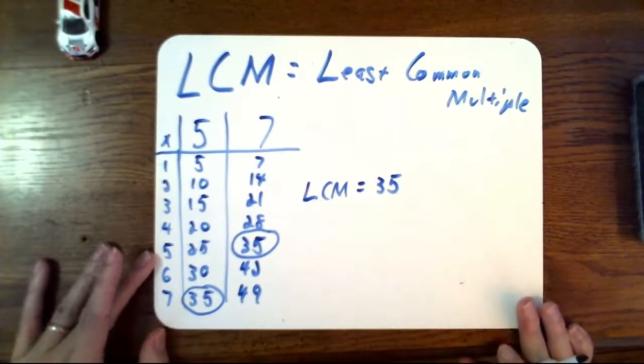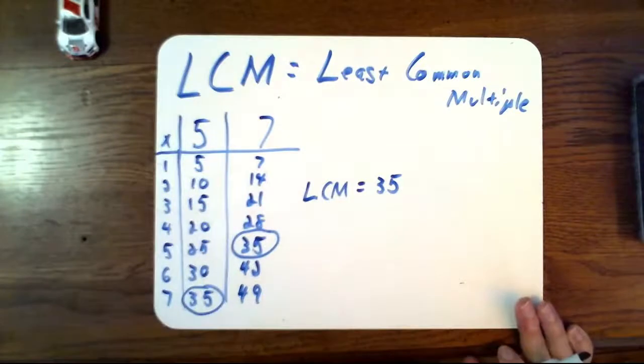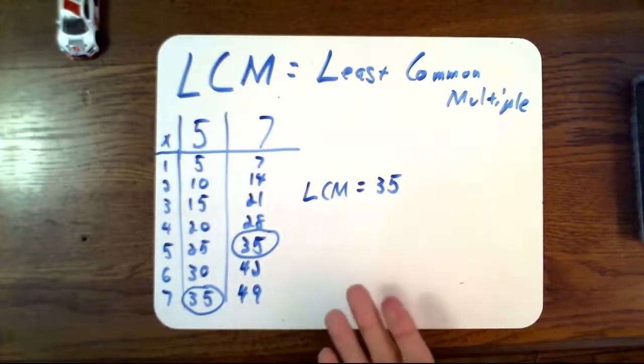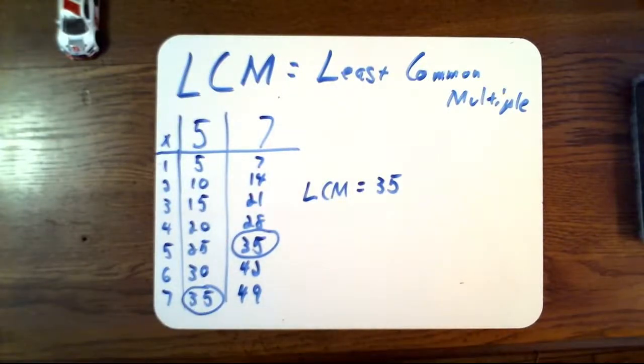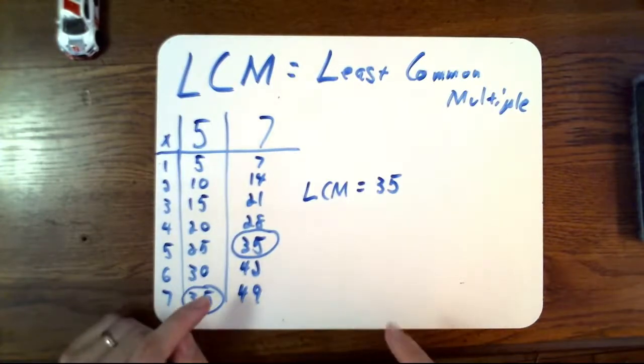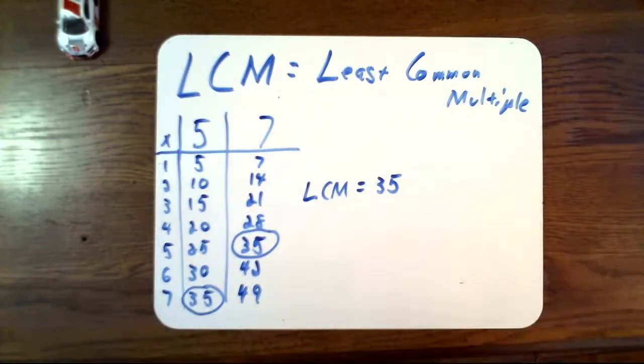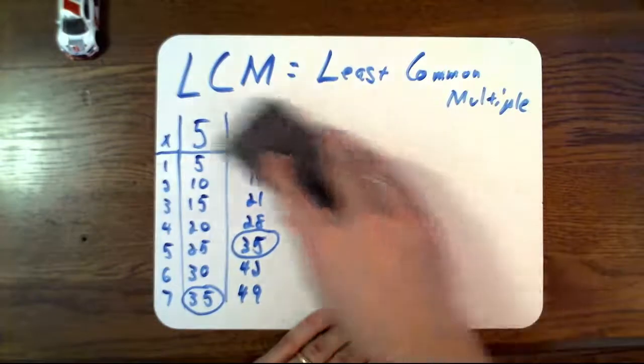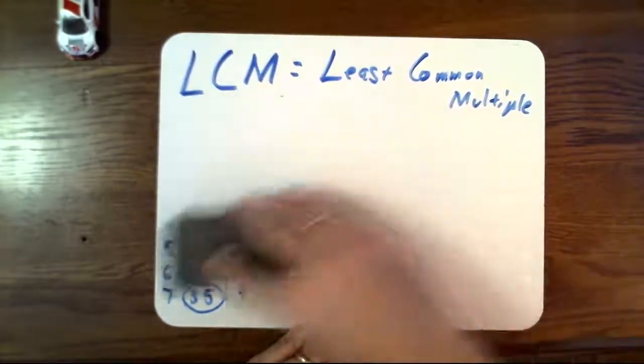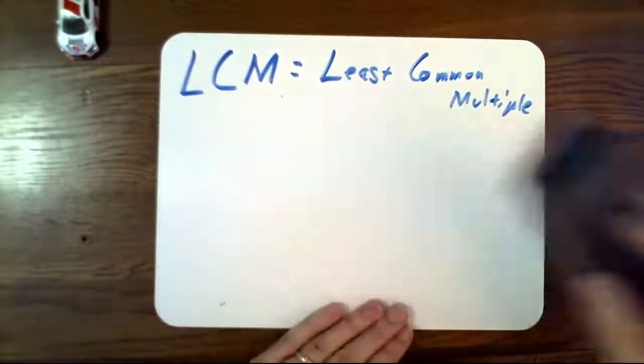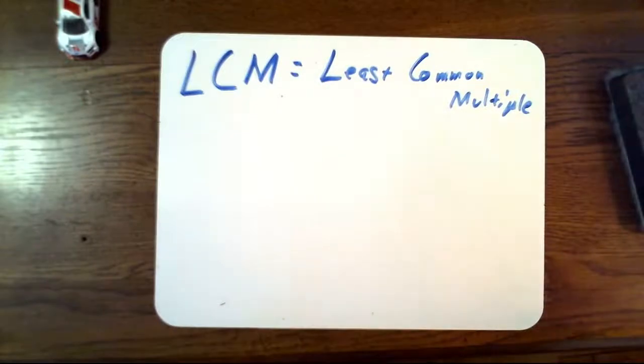So this is one way to find your least common multiple. It's by using a multiplication table like this, and being familiar with your multiplication tables can really help you out here and speed the process up. But there is a way to do it where we're going to use prime factors. And this way might be very beneficial when you have large numbers.